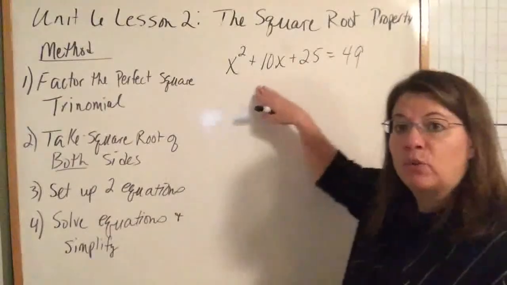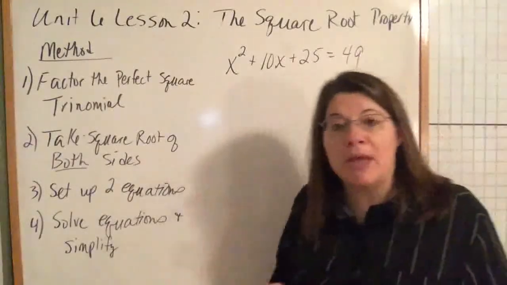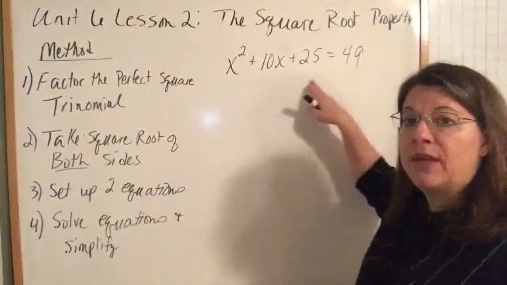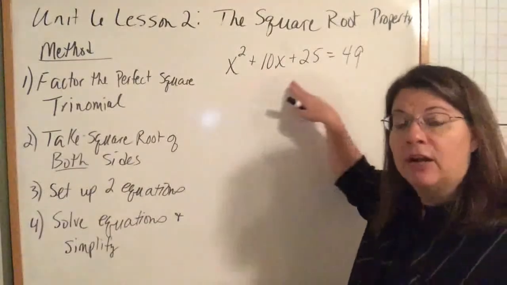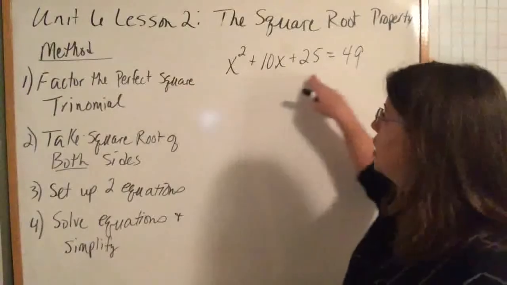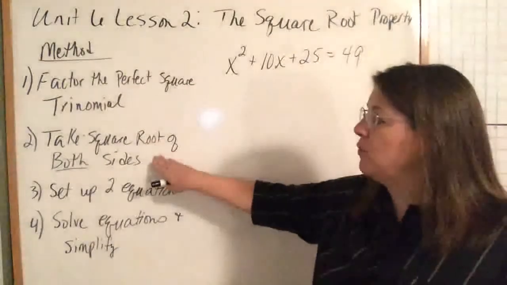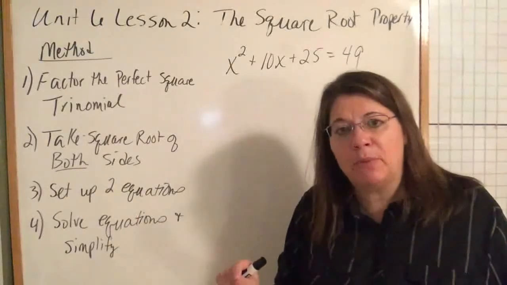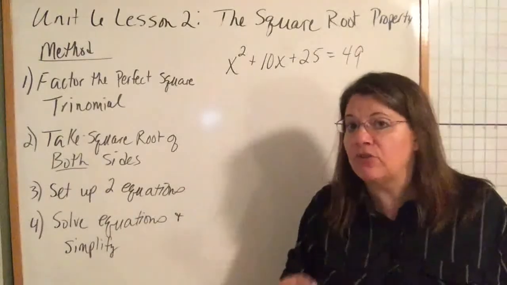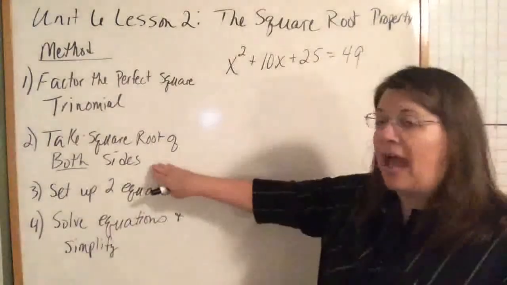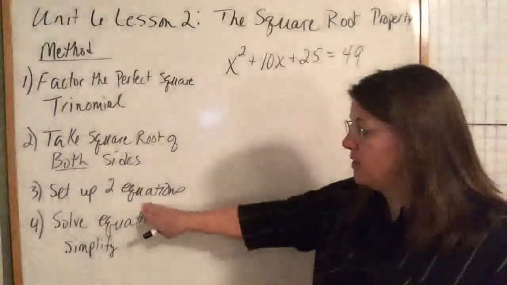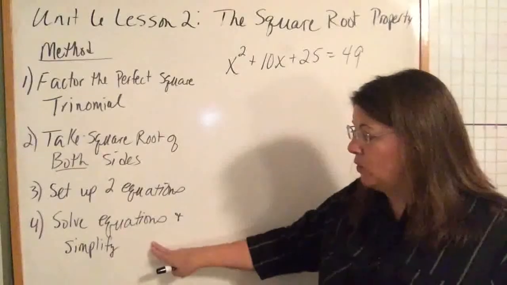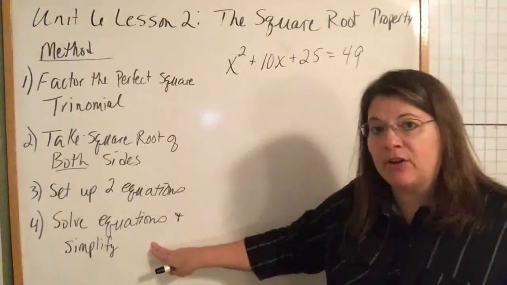If we have a perfect square trinomial, there's another method for solving these. In order to do this method, you have to start with a perfect square here. So you're going to factor the perfect square trinomial. You're going to take the square root of both sides. Now remember, when we put in the square root, we have to make sure we put a plus minus in front of our answer. So that's going to be something that you have to make sure you do. 3, you're going to set up 2 equations. And then 4, you're going to solve the equations and simplify your answers.